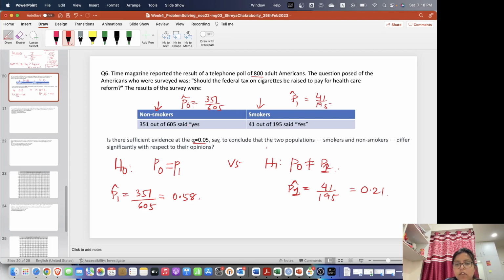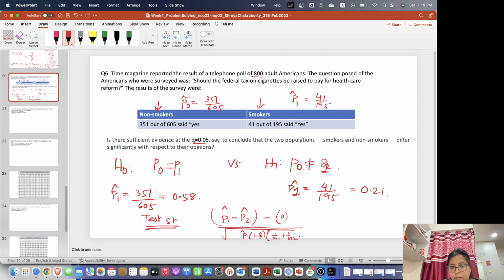So for testing of proportions, the test statistic is P1 hat minus P2 hat minus 0, because under H naught it becomes 0, divided by root over P hat into 1 minus P hat into 1 by N1 plus 1 by N2.